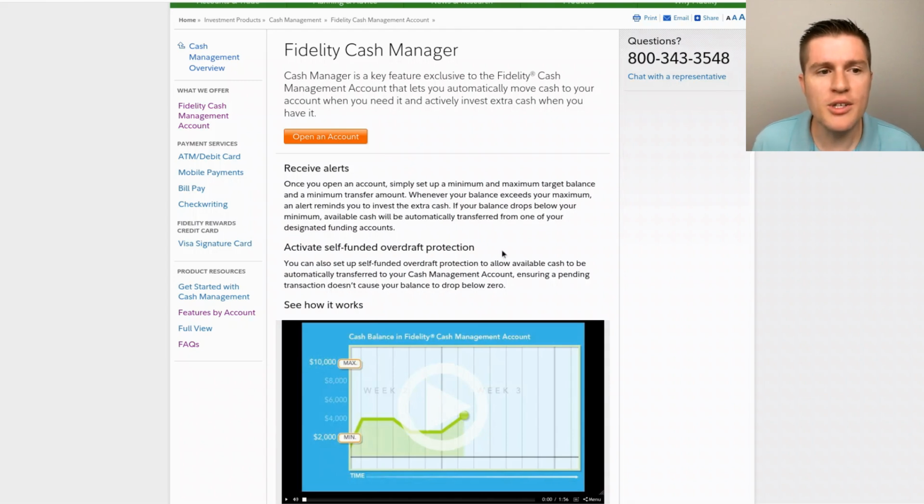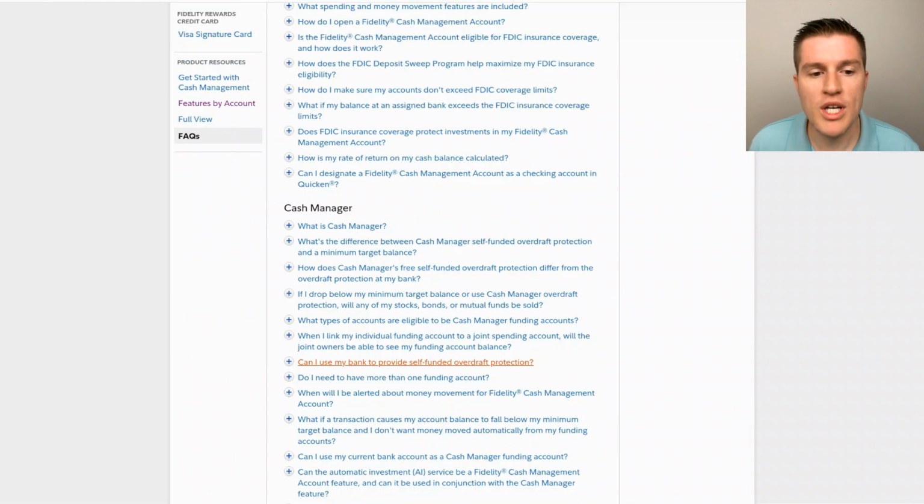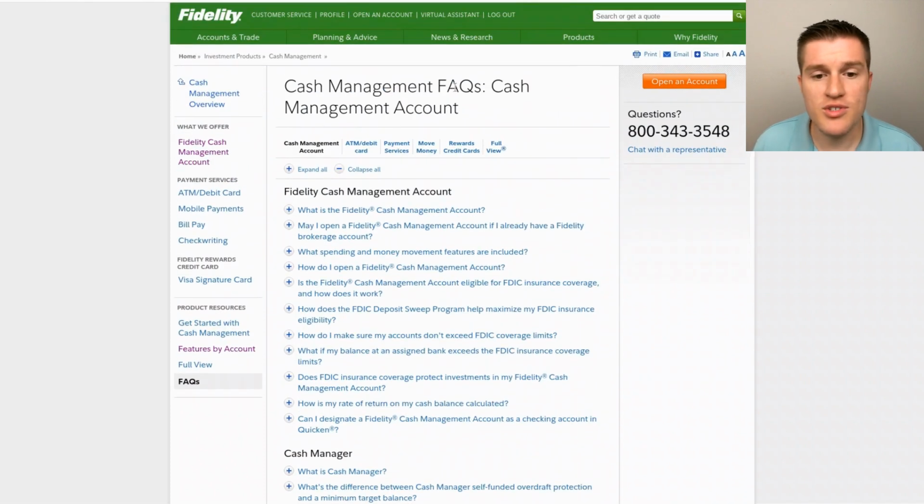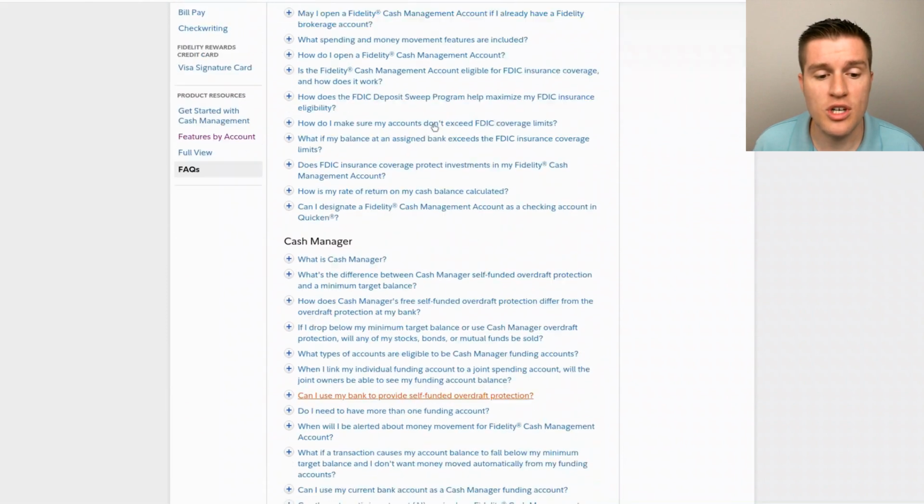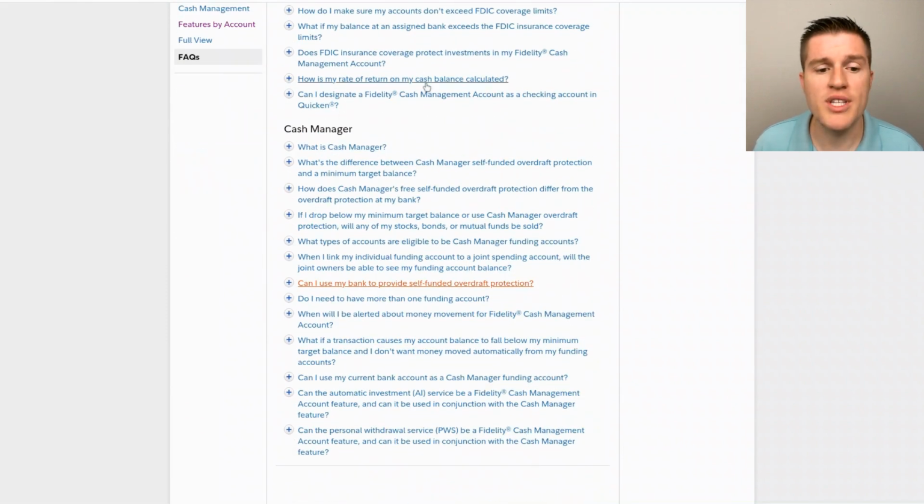So it might be a little bit confusing, but let me go into a couple of questions that you may have. This is directly from the Fidelity site. We've talked a little bit about what the Cash Manager is, so let me talk about the difference between the self-funded overdraft protection and the minimum target balance, because those are two separate things. They do a really good job of breaking it down, so let me walk through it.